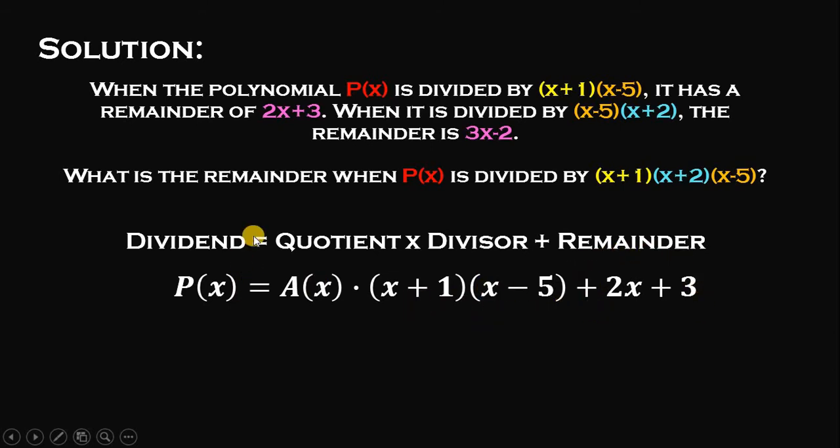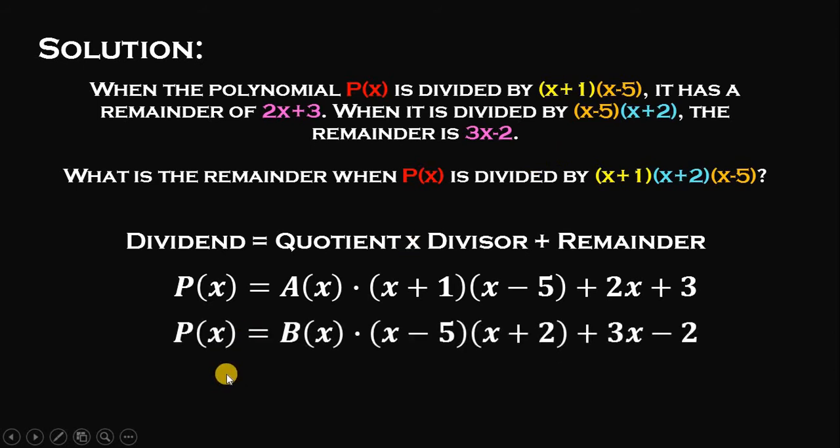Now let's move on. The second sentence says that when the same polynomial p of x is divided by (x - 5)(x + 2), the remainder is 3x - 2. So we have p of x equals b of x times (x - 5)(x + 2) plus 3x - 2. In this case, the divisor is (x - 5)(x + 2), therefore the quotient is different. So let's call this b of x.